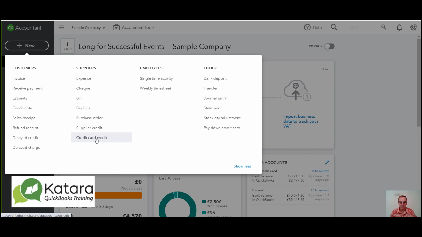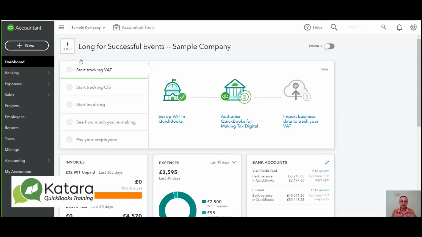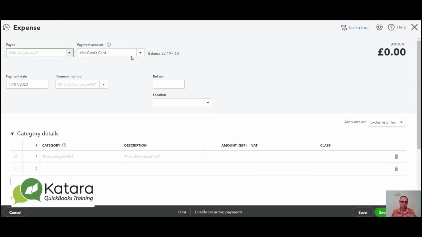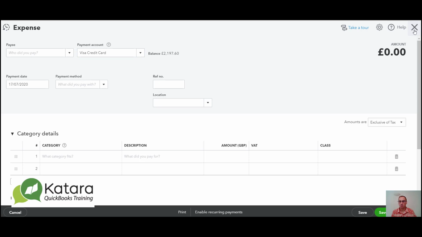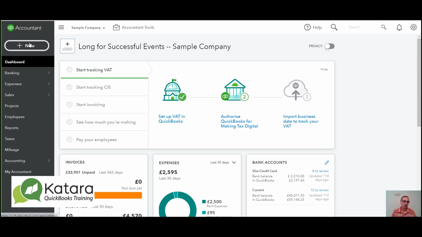So if we're making payments through the credit card account, we would use expense, and we would click on expense and input the details of the expense using the credit card account from our chart of accounts to select there to show that that's an expense on a credit card. The opposite transaction to that would be our credit card credit.